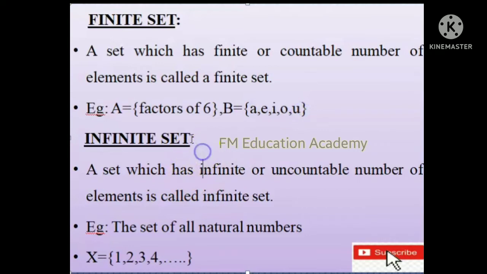Now what are infinite sets? A set which has an infinite or uncountable number of elements is called an infinite set. A set in which we cannot count the number of elements is called an infinite set. For example, if I say the set of all natural numbers, I know natural numbers start from 1 and go on till infinity. So x is equal to 1, 2, 3, 4, and so on, will come under infinite set.